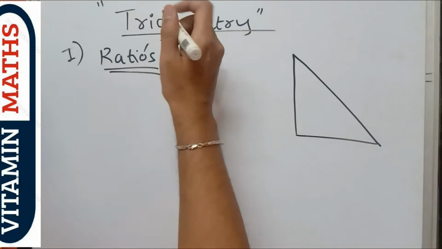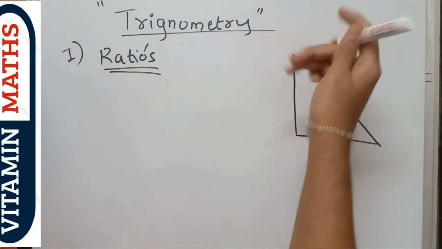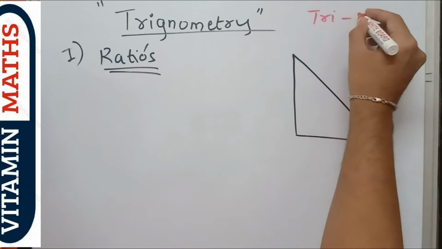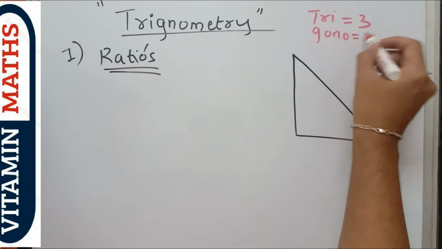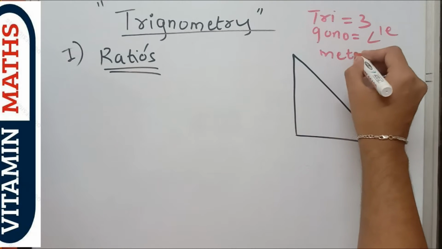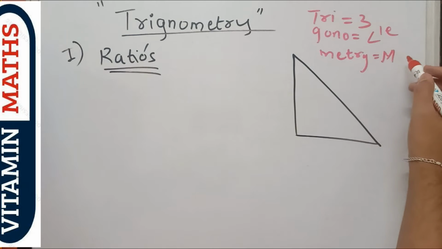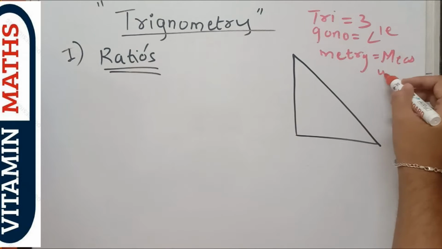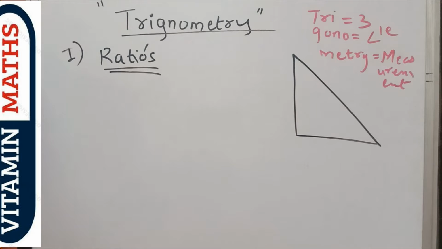Tri means 3. Gono means angle, and metri means measurement. So the full form of trigonometry is three angle measurement.